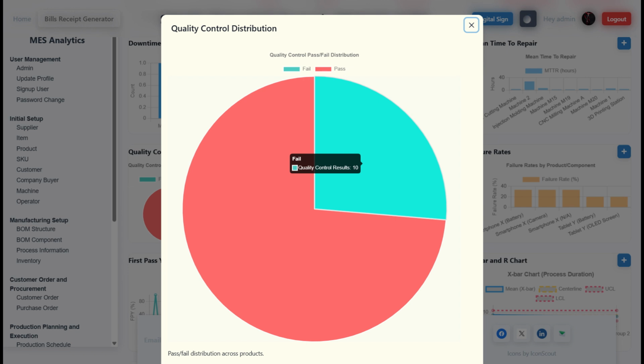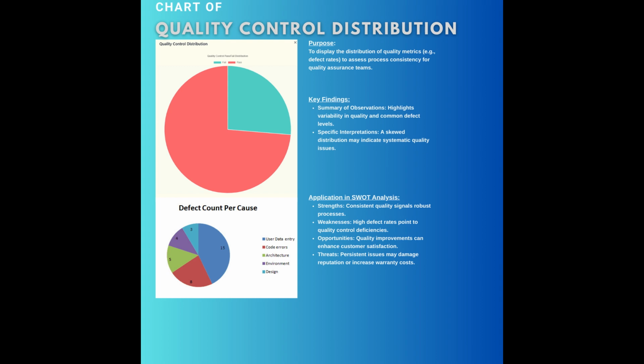We're also looking into digging deeper into defect causes to keep improving. This chart is a powerful tool to keep our quality on point every day.